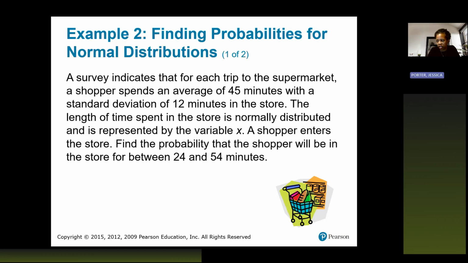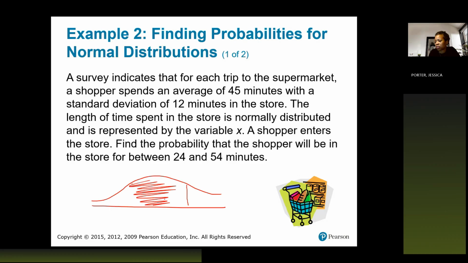So now a survey indicates that for each trip to the supermarket, the shopper spends an average of 45 minutes with a standard deviation of 12 minutes in the store. The length of time spent in the store is normally distributed and is represented by the variable x. The shopper enters the store. Find the probability that the shopper will be in the store for between 24 and 54 minutes. So we're looking for a between, right? So 24 and 54 minutes.